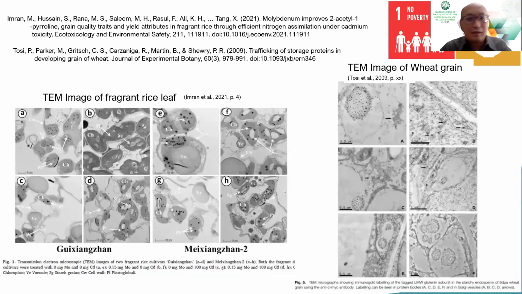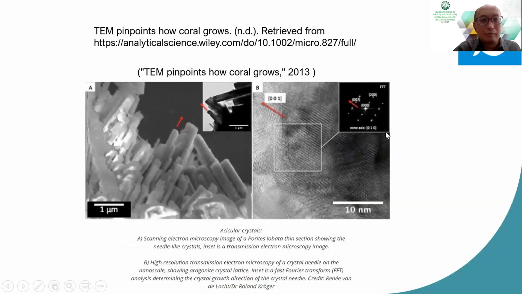For TEM, it is very useful for the fields of botany and biology. This is an example of an image of a fragrant rice to improve crop cultivation, as well as the wheat grain. And also for marine studies, TEM is useful in analyzing the growth of corals. And it's interesting that for coral, you can also analyze the crystal structure lattices as well as the electron diffraction.